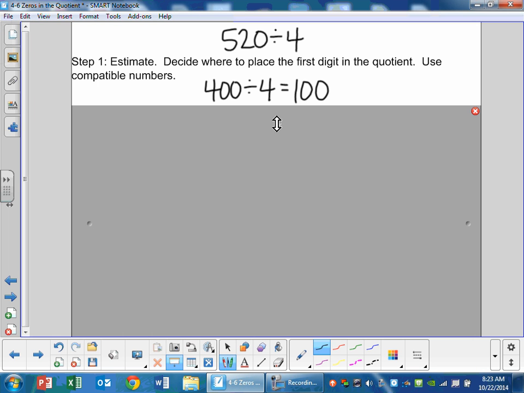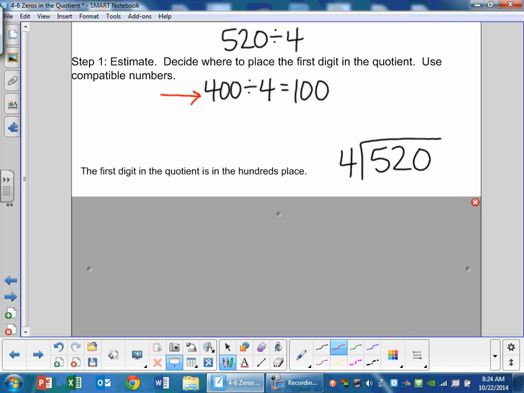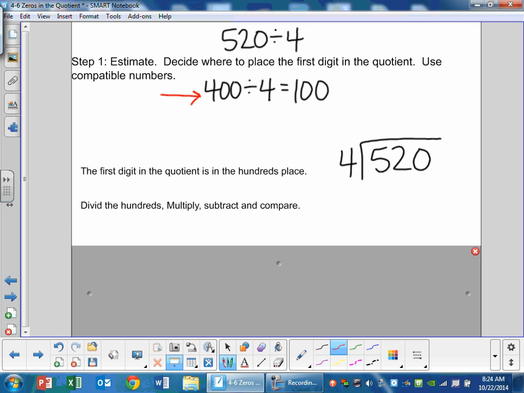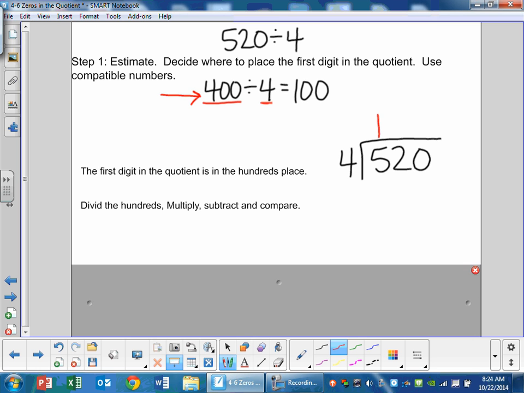So using these compatible numbers, this estimate, I know that the first digit in the quotient is going to have to go in the hundreds place because 400 divided by 4 is 100. So 5 divided by 4 is 1. Okay?